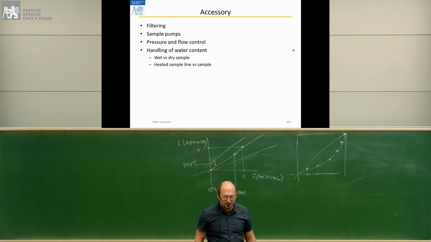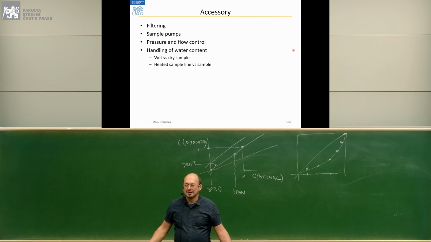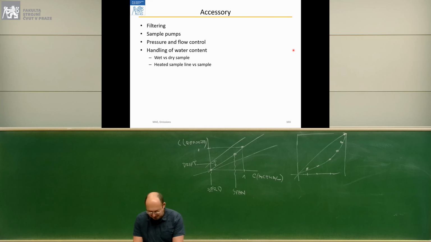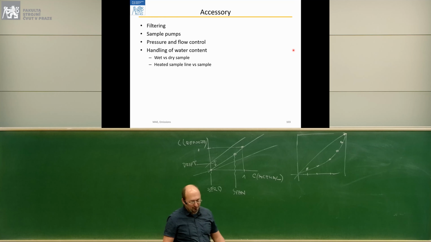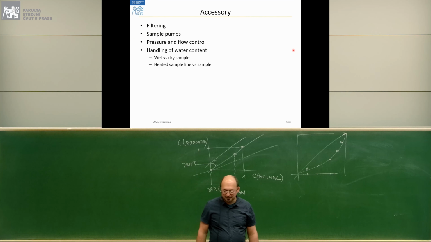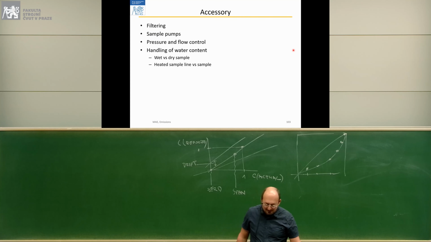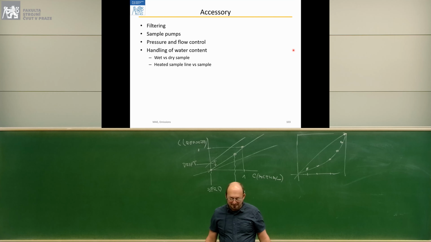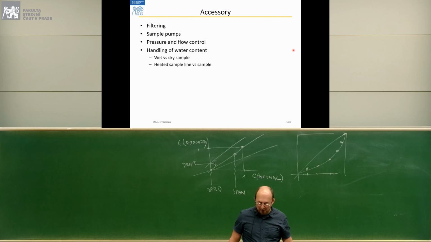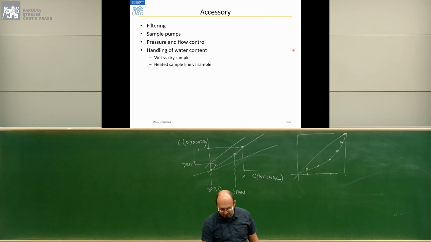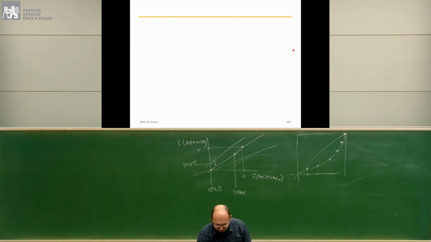Then we have accessories. Samples going to gas analyzers typically need to be filtered. There need to be sample pumps, there need to be control of the pressure of the flows, and some handling of water content. Either the whole sampling train is kept at a high temperature through heated sample lines, or water is removed by cooling of the exhaust.